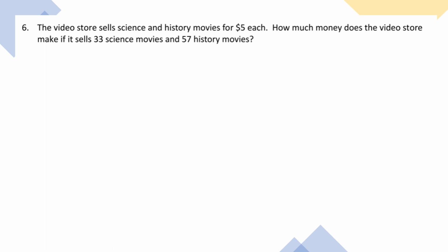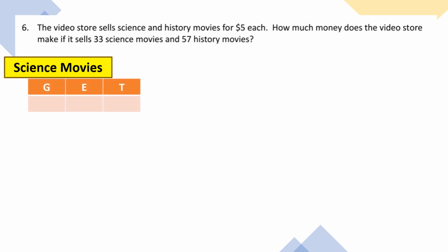This question looks like it needs 2 Get charts. One Get chart for science movies and one Get chart for history movies. And then we put it all together. So let's start with the science movies. Go ahead and make sure you write science movies and create your Get chart.